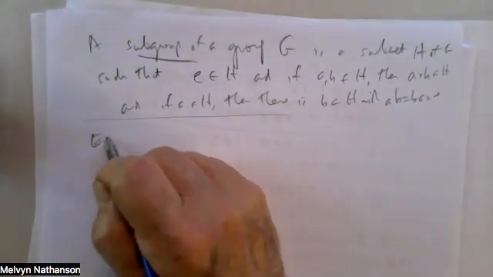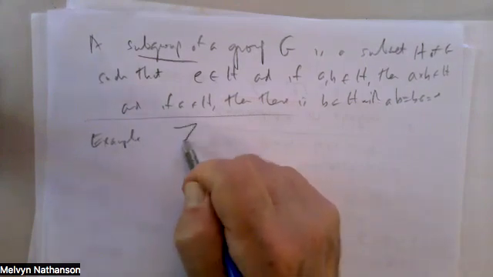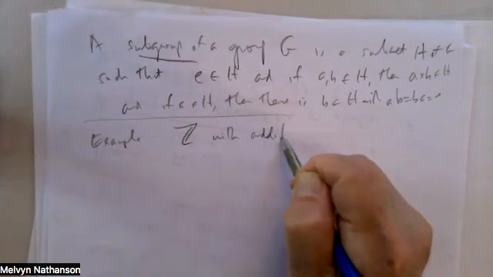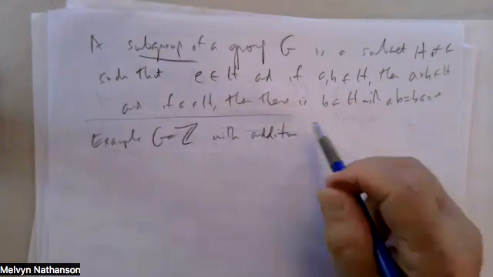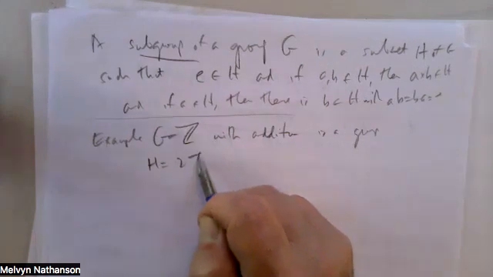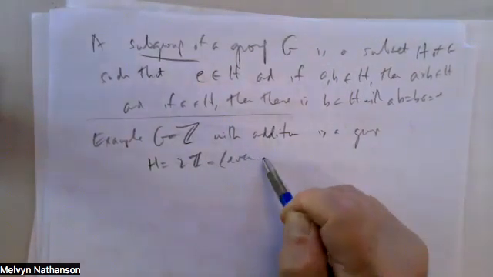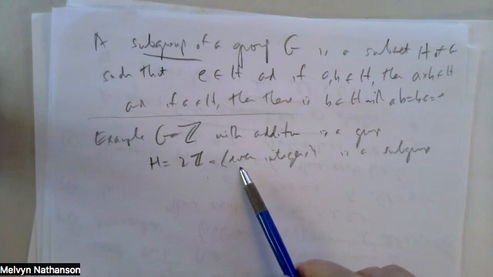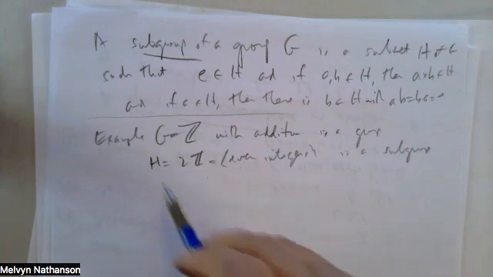So for example, Z, the integers, is a group. H equal the even integers is a subgroup. Because 0 is even, the sum of two even numbers is even, and if A is even, minus A is even. So this is an additive group and a subgroup.